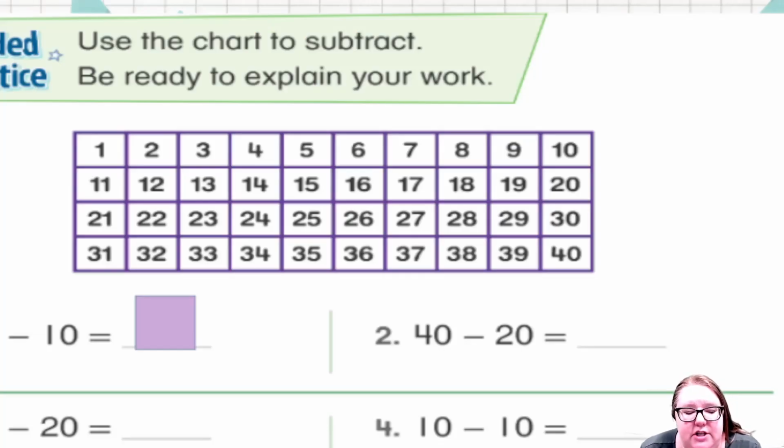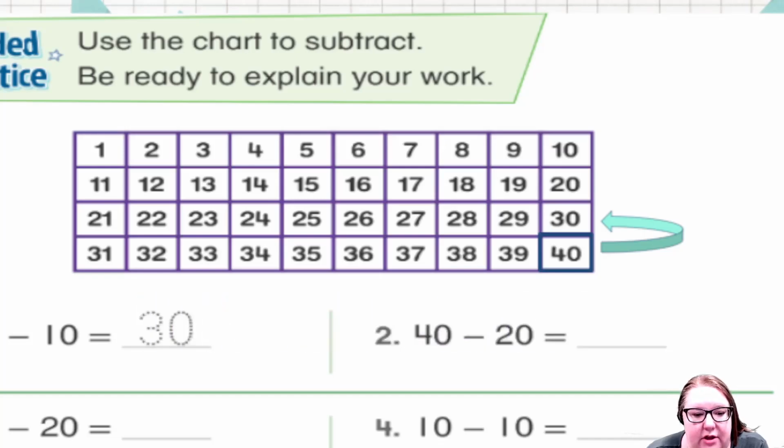The next strategy the kids really like to use is using a 100 chart to also take away tens, like 40 minus 10. The students can circle 40 and then go up 1 by a 10. And they will get 30.